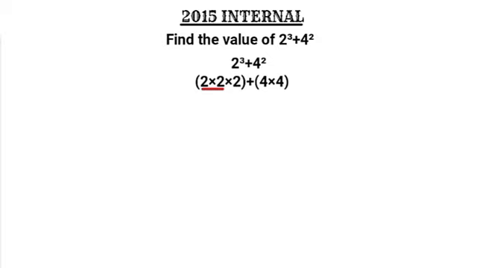I'm going to start with 2 multiplied by 2, which is going to give us 4. Then the product 4 is going to be multiplied by the remaining 2, which is going to be added to 4 by 4, which will give us 16. Next I'm going to multiply this expression in brackets: 4 by 2 will give us 8, plus 16. So 8 plus 16 will give us 24. And 24 is the correct answer for this question.